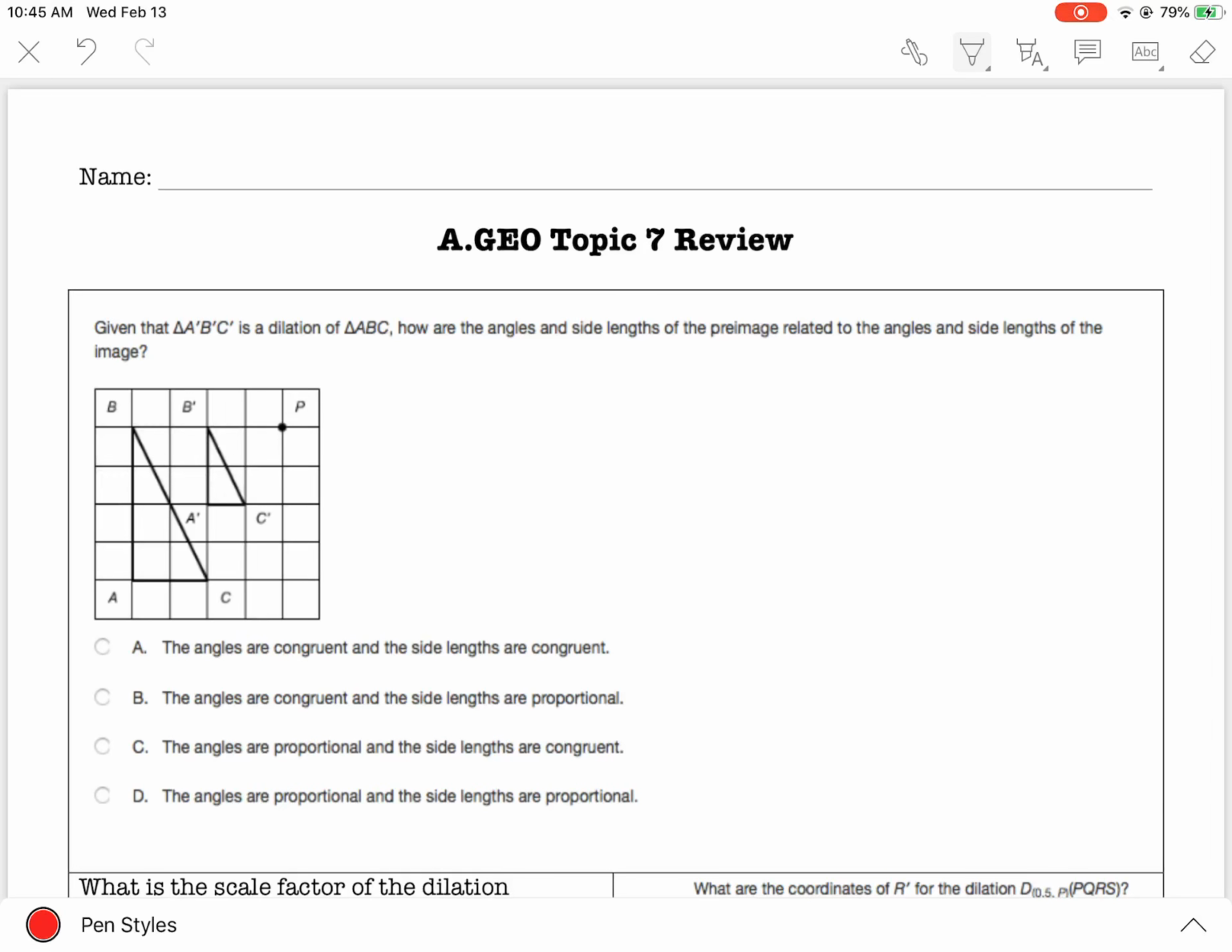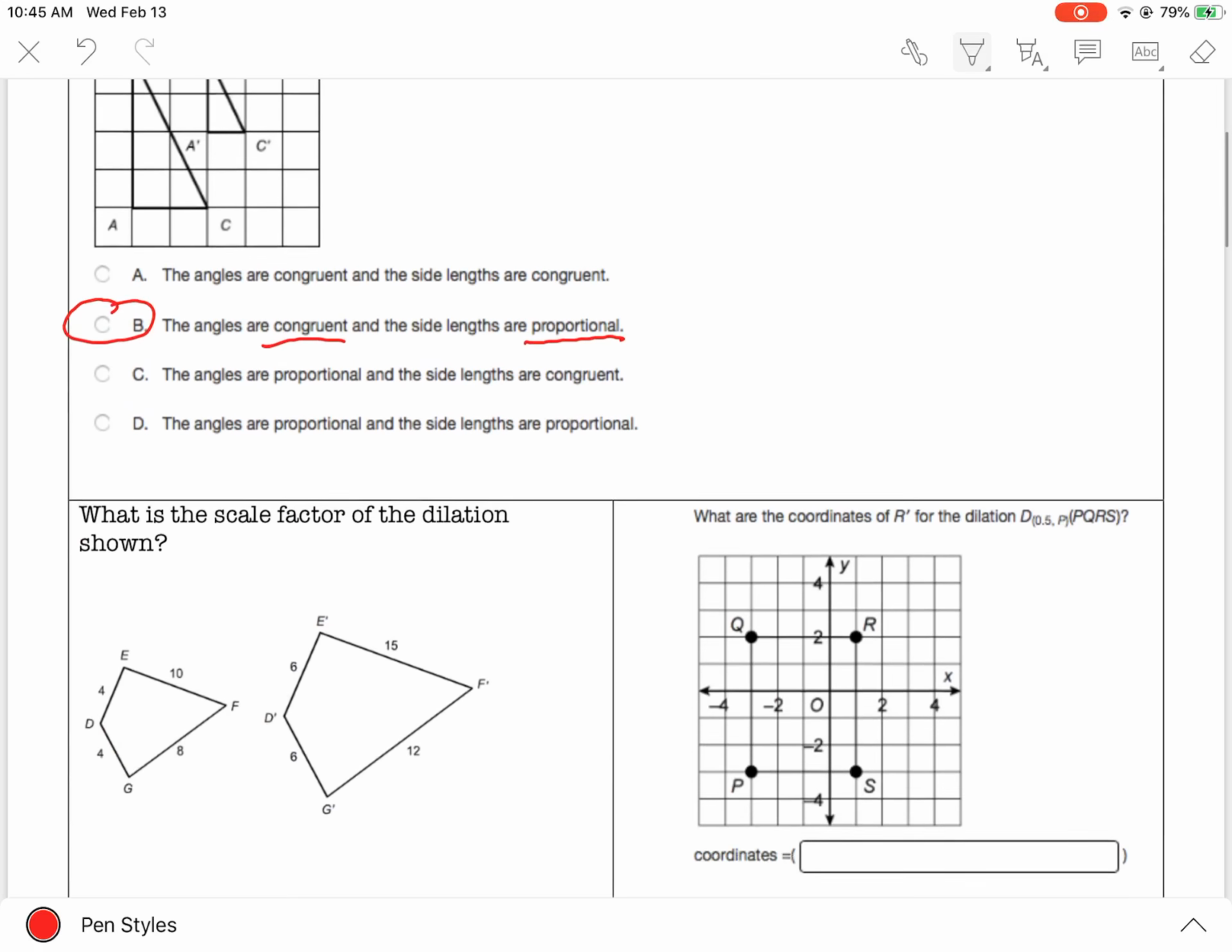Given that ABCD to A'B'C'D' is a dilation, how are the angles and side lengths of the preimage related to the angles and side lengths of the image? Angles are congruent and the side lengths are congruent. Close. Angles are congruent and the side lengths are proportional. The side lengths are going to be either bigger or smaller, which is what makes them proportional, and the angles will always be congruent, which is what makes it retain the same shape.